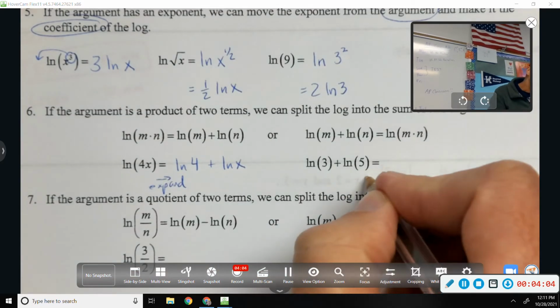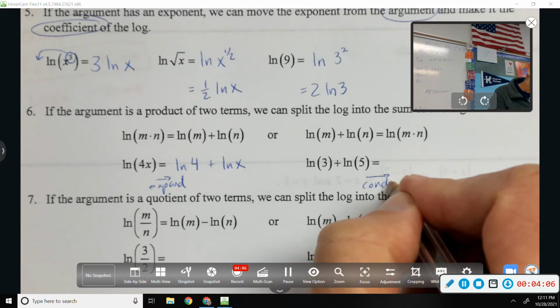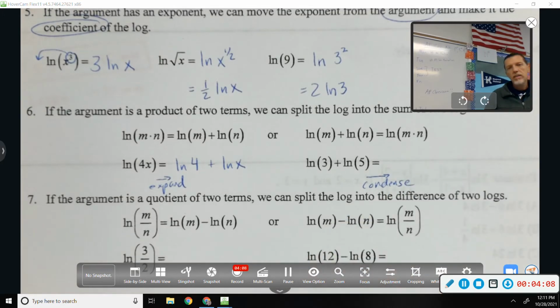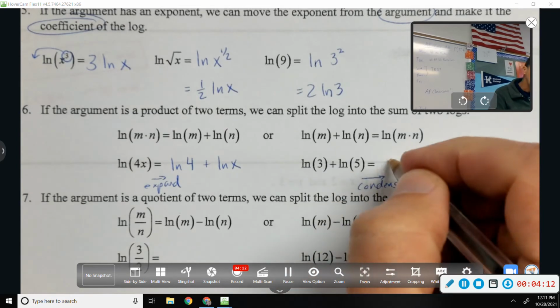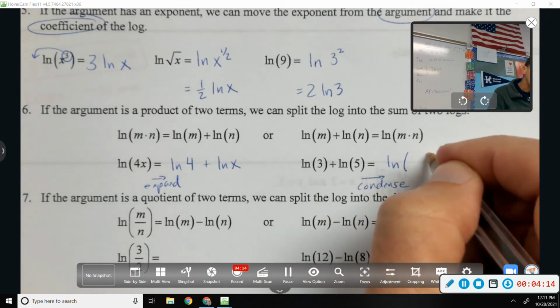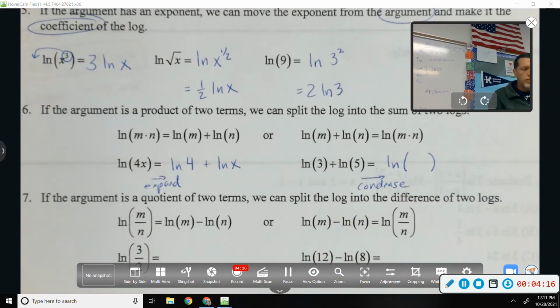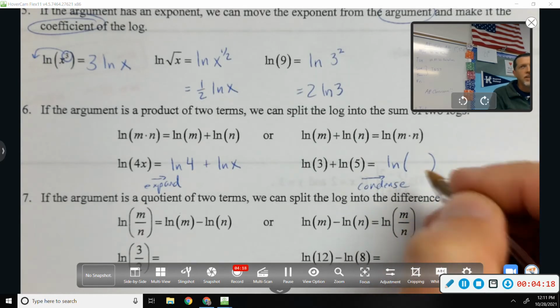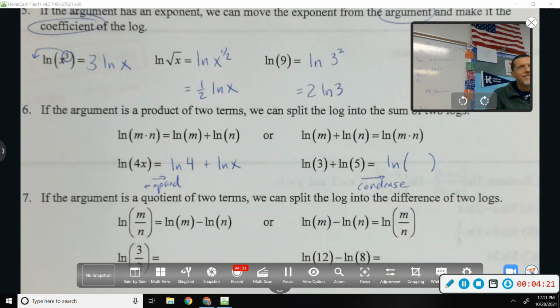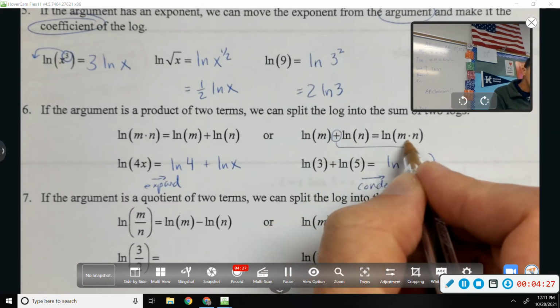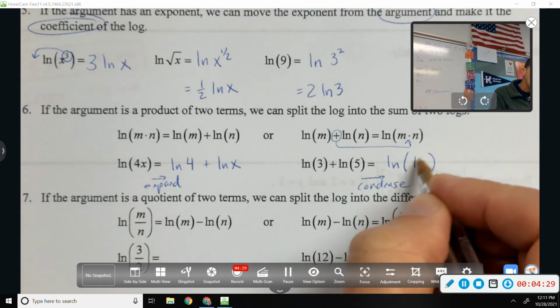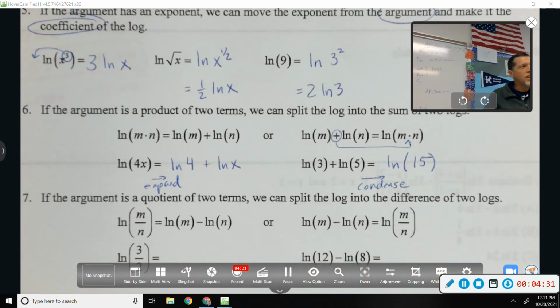Or we could condense, kind of go the other way, and take 2 logs and condense them into 1. What's the natural log of 3 plus the natural log of 5 going to be? Natural log of, not 8. Remember, if we're adding logs, it becomes multiplication. So 3 times 5 is 15.